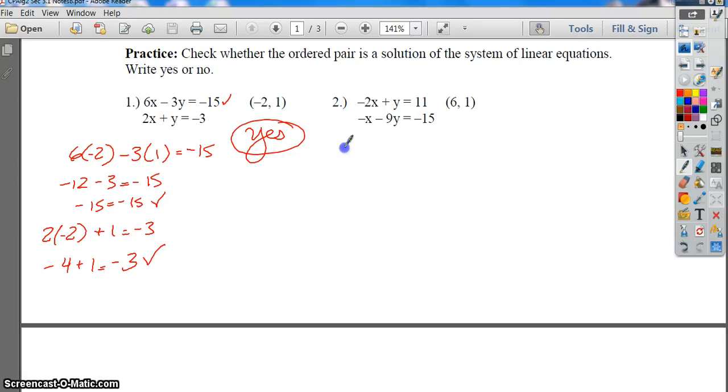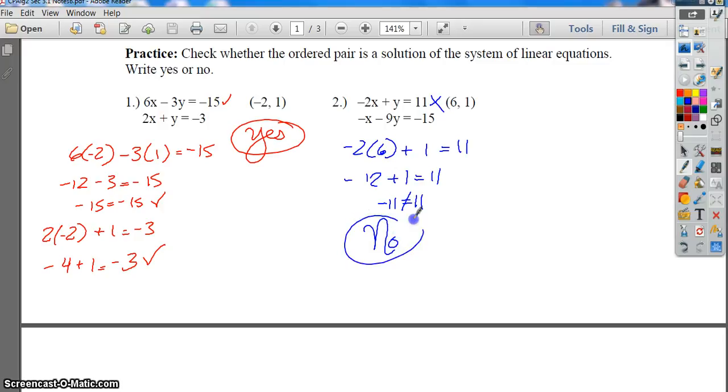So let's do the same thing with 6. So, negative 2 times 6 plus 1 equals 11. So this is negative 12 plus 1 equals negative 11. Negative 11 does not equal 11. This is a no-go. Don't even bother checking the second one. You'd be wasting your time. So this is no. No dice. That will not be a solution to the system.